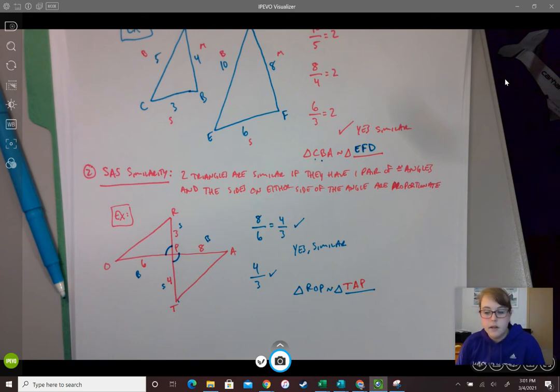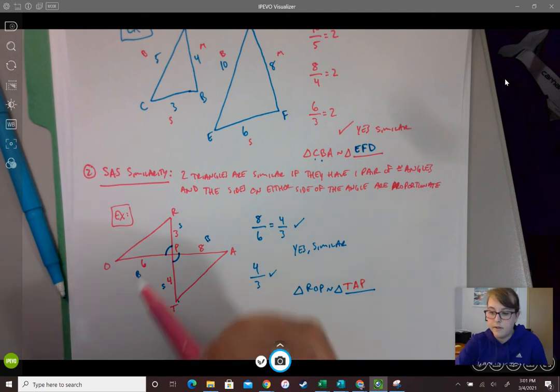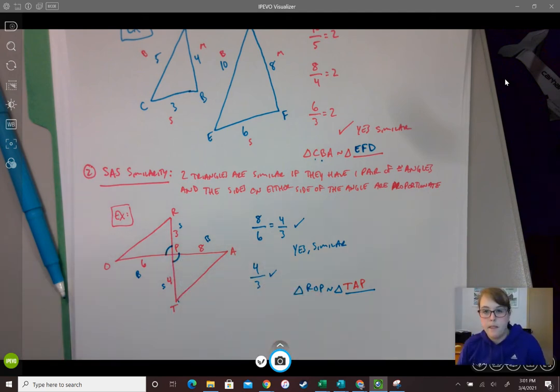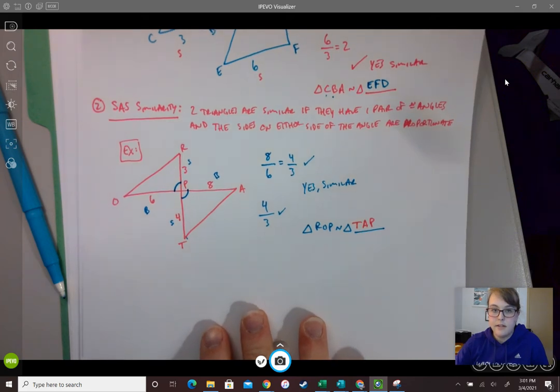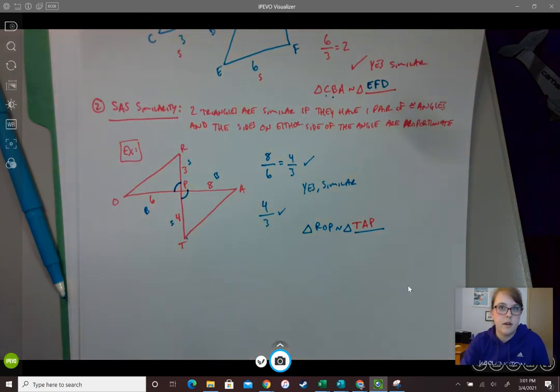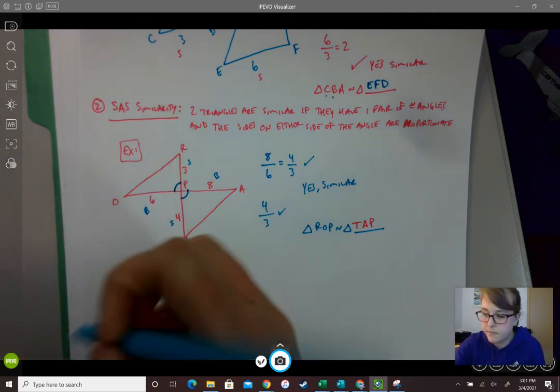All right. So again, SAS, SSS, they're very close to one another in terms of what you have to do in order to show similarity. Proportionate sides, and then in this case, you have to have one angle. Okay, there's one more similarity postulate that we are going to look at today, and it's actually the easiest one to use, and it is called angle-angle similarity, or AA similarity.